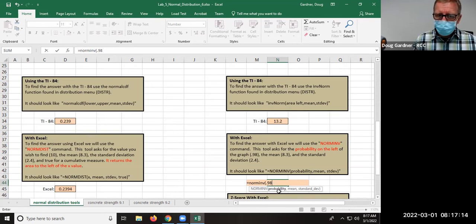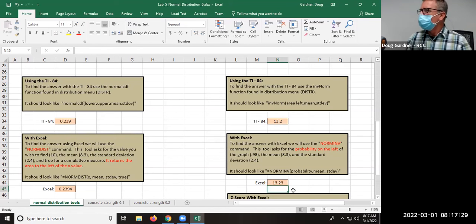Because I'm in the first comma, probability is highlighted. As soon as I hit the comma, it jumps to mean, and it's kind of telling you, enter the mean now. Great, 8.3. Comma, jumps to standard deviation, 2.4. Close the parenthesis, bam, get the same exact answer.